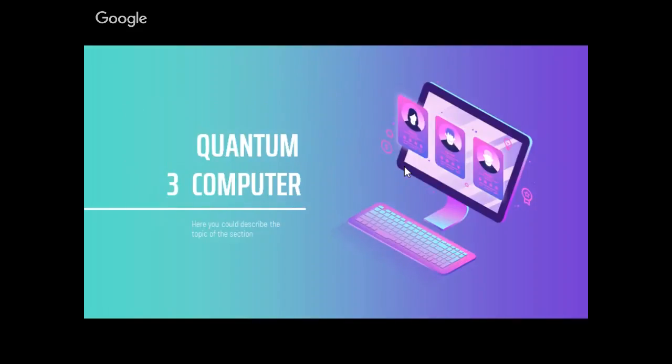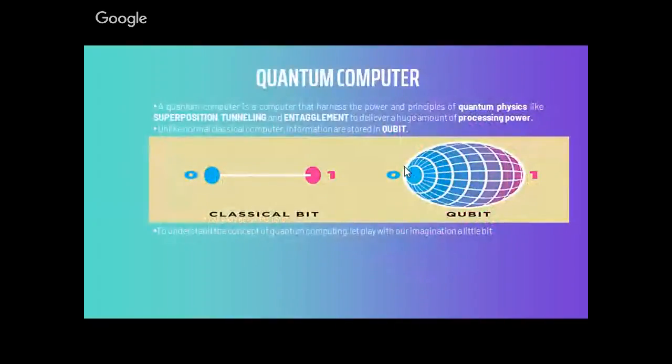Now let's talk about quantum computers. A quantum computer is a computer that harnesses the principles of quantum physics, like superposition, tunneling, and entanglement, to deliver a huge amount of processing power. A quantum computer just combines normal computer science and quantum physics to generate a computer that can provide huge processing power. Now, unlike a normal computer, information is stored in qubits.